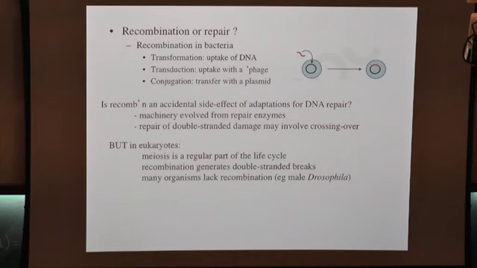Also, many organisms lack recombination. Male Drosophila, most famously. One of the reasons Drosophila is very good as a genetic organism is that in males, the chromosomes pair up, but they don't cross over. They have some fancy mechanism of their own that allows them to segregate without crossing over. Now, if recombination was necessary for repair, then male Drosophila would have an enormous mutation rate, and they don't.